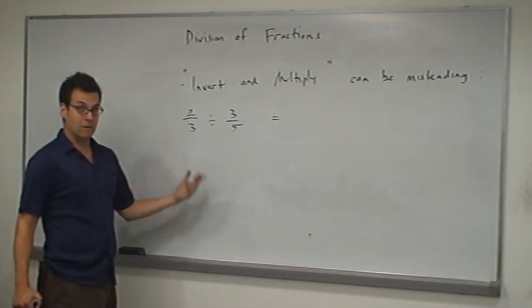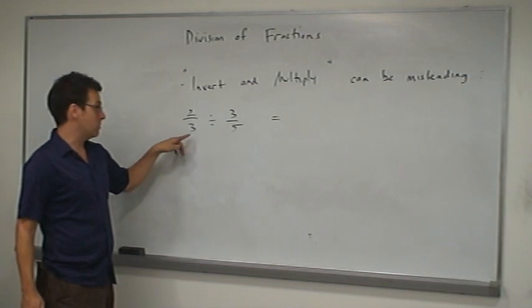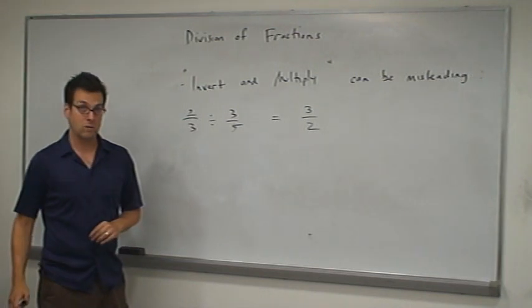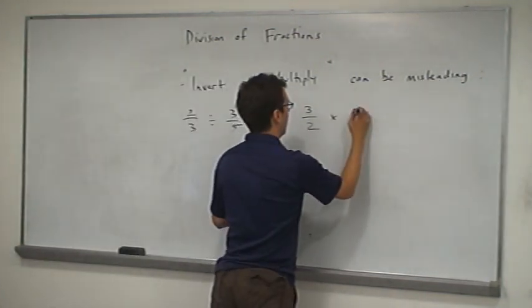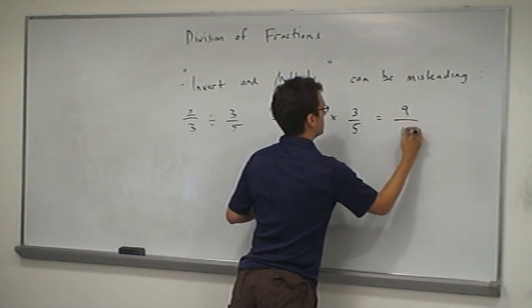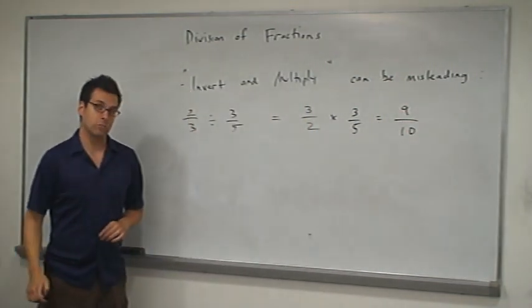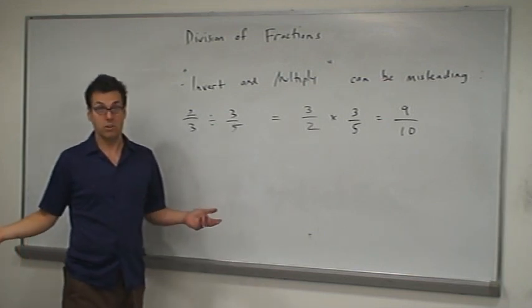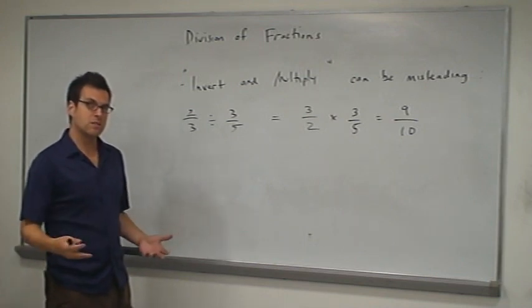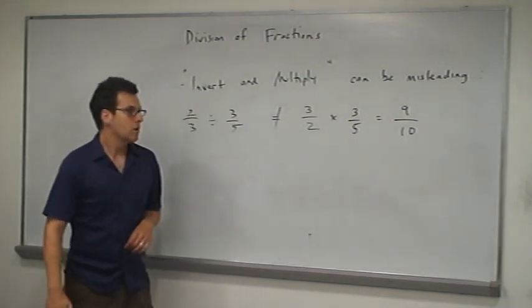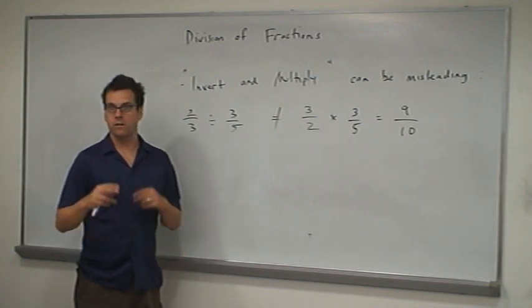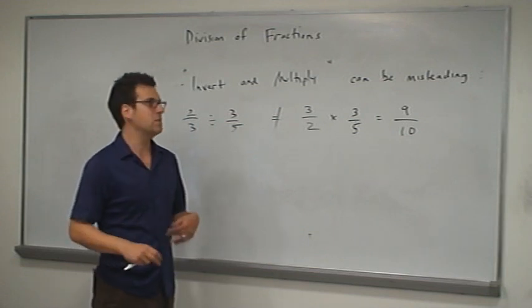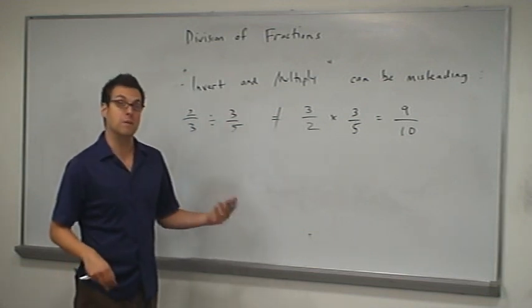So if I were told invert and multiply, the way I would interpret 2/3 divided by 3/5 is to invert 2/3 as 3/2 and then multiply that by 3/5. And then I would use my rule for multiplying fractions to multiply straight across the top and the bottom to obtain 9/10 as an answer. Now, we know that that is the incorrect answer. So if we just rely on phrases like invert and multiply to teach something as complicated as division of fractions, we can see how easily kids can misunderstand the topic.